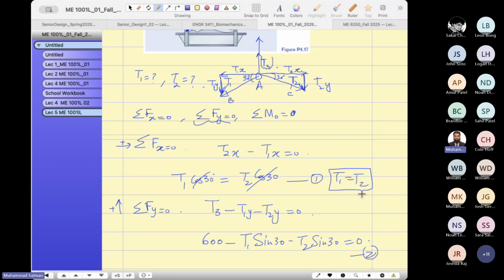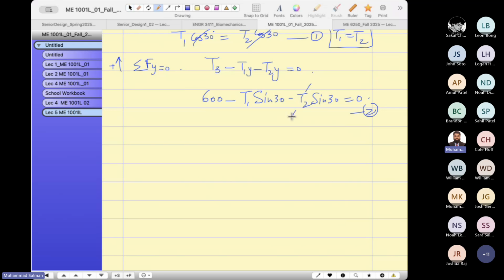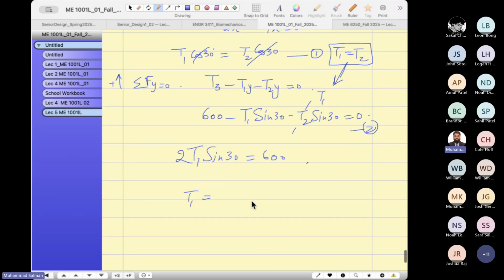This is very useful information. So we can eliminate one unknown in the second equation. I can replace it by T1 from here. Now can I write 2T1 sine 30 equals 600? Can I write it like this? Now you just do the math and let me know what the answer for T1 is. Whatever you get for T1, you should get the same answer for T2. Please open your notebook and your calculators and solve for T1 from this equation. Let me know what you get.